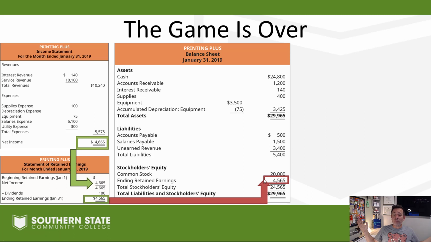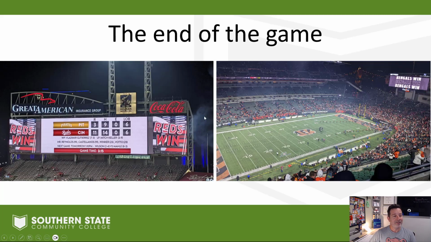But our game is over. We've played a month of business, the goal of which was to try to make as much money as we possibly could, right? And so we did. We made $4,665 in profit in our example business in the month of January. January's over. Time to move forward to February and start a new accounting period. But before we can do that, we have to acknowledge we're at the end of the game.